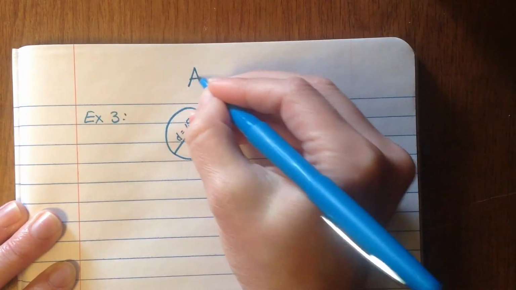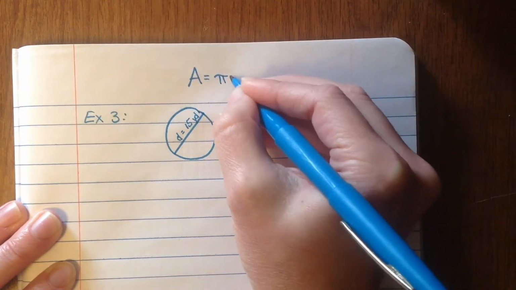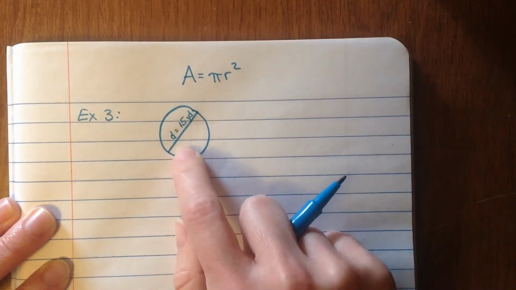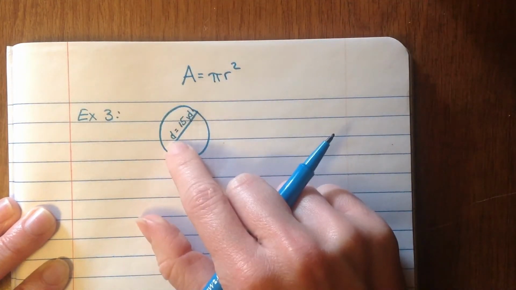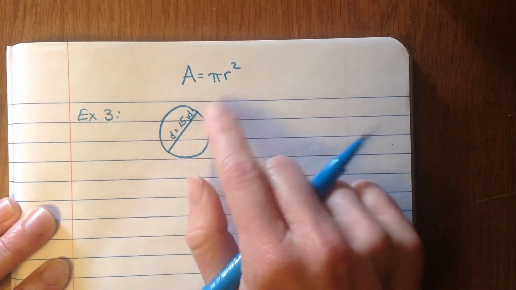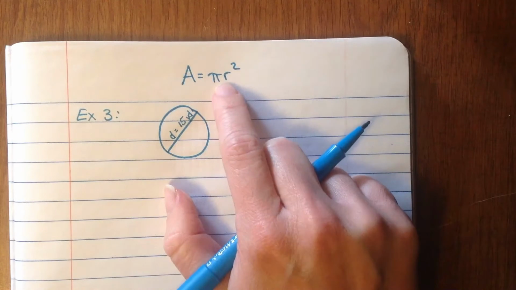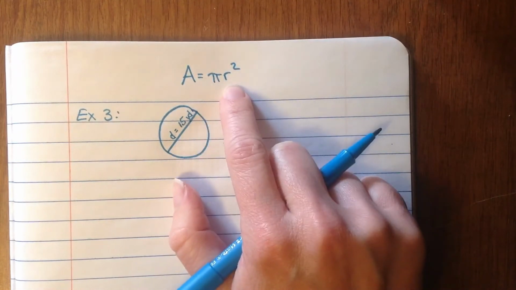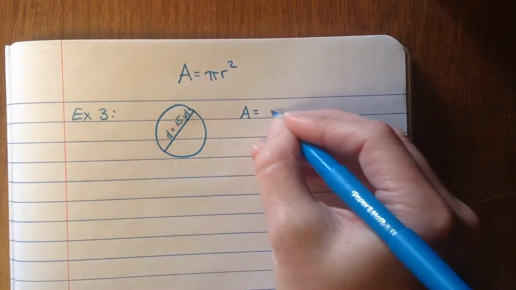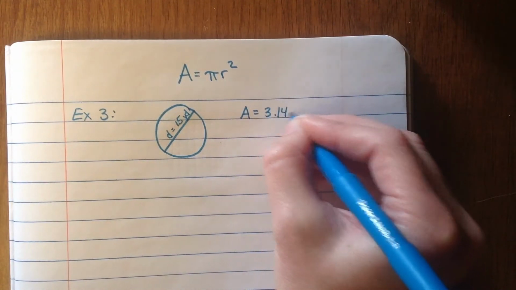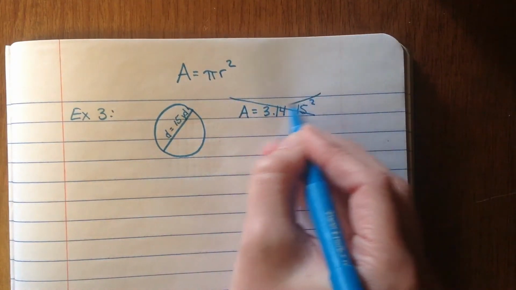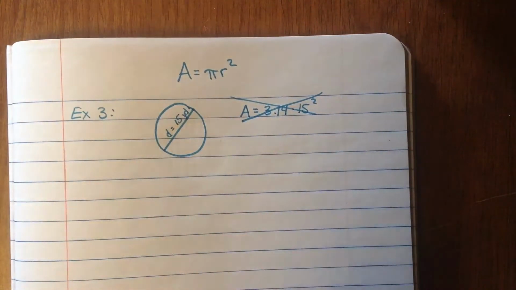Remember our formula. So area is equal to pi r squared. But in this case, we are not given the radius. We are just told that the diameter is 15 yards. You cannot plug in the diameter into this formula. There's no d. We cannot put 15 here. So here's what would be wrong. We would not be able to write down 3.14 times 15 squared. That would be bad. 15 is not the radius, 15 is the diameter.